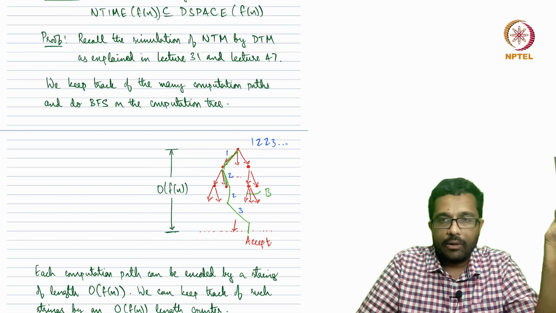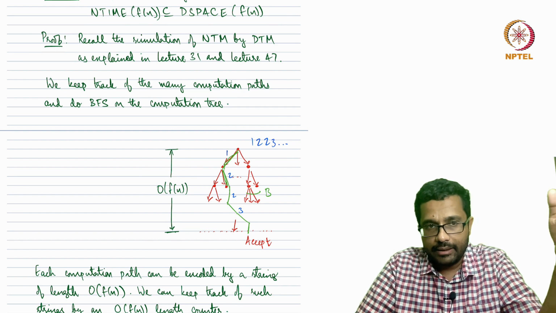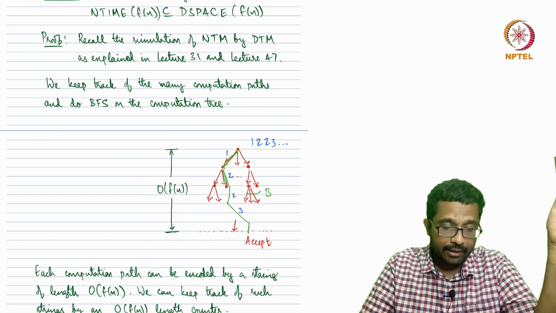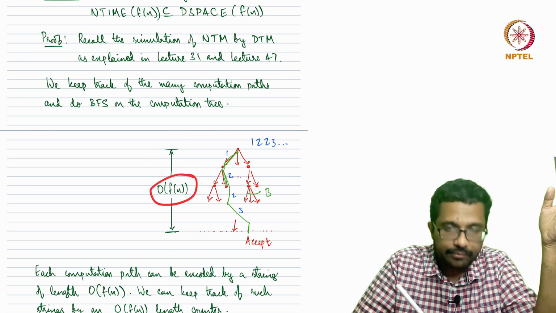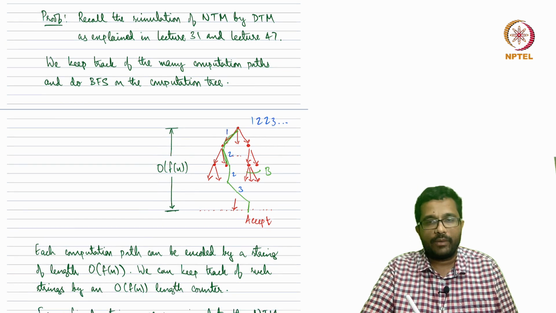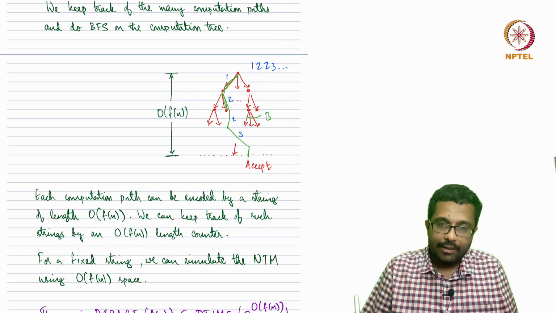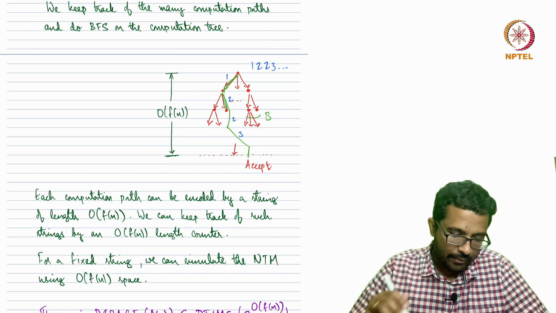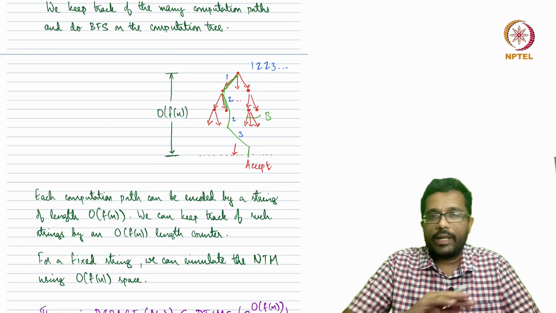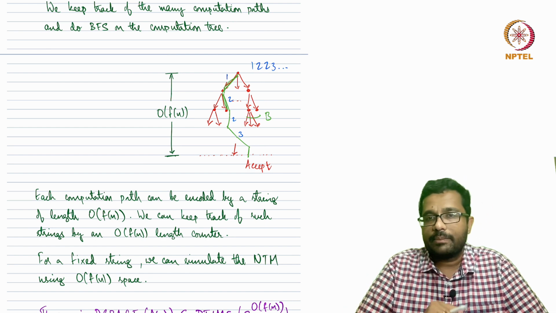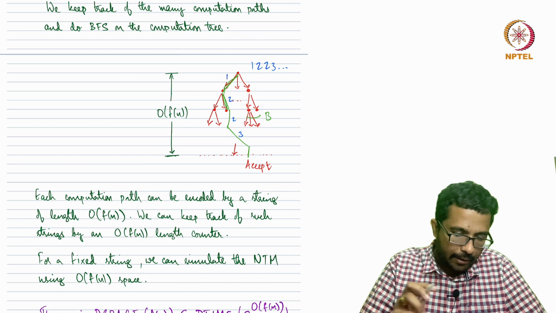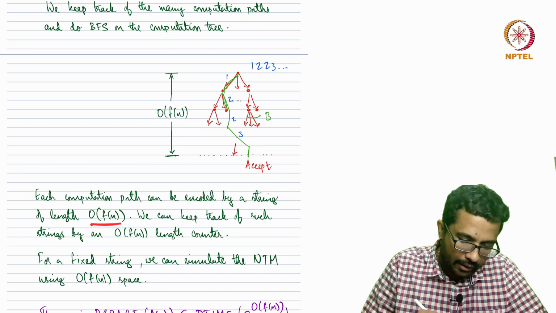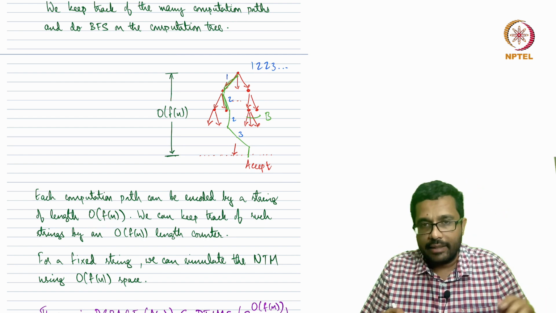So it's a b-symbol counter, or the base of this counter is the capital B, but then the length of the counter is no more than O(f(n)), right? Because that is the height of the computation tree. In fact, all of this we discussed in lecture 31, so maybe you can refer back to those lectures. Just that we didn't look at it in terms of any time complexity or space complexity. So each computation path can be encoded by a string of length O(f(n)), that's the counter, and we keep track of these strings.